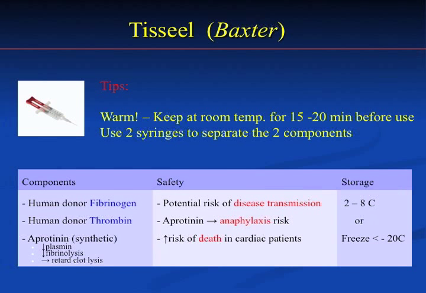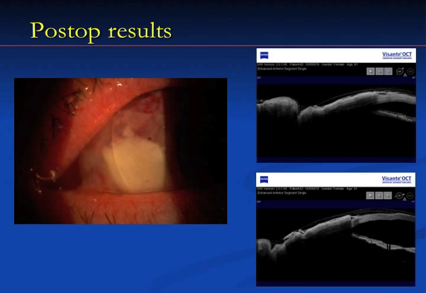To mention about Tisseel glue, what I found in use with the amniotic membrane, we need to warm it up before you use it. So usually we keep it at room temperature about 15-20 minutes before use. Sometimes it's difficult to push the syringe that it comes with, and sometimes I like to use the two components separately, the thrombin and the fibrinogen, so you can separate that in two separate syringes. So that's how she did, and these are the studies that we did after the surgery.